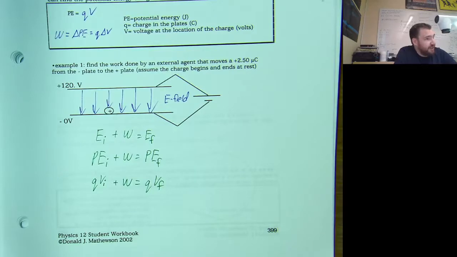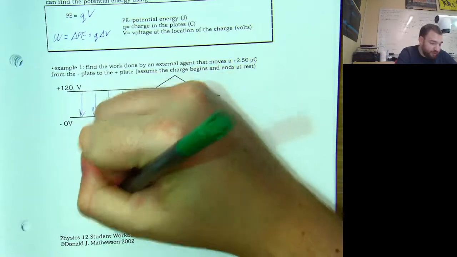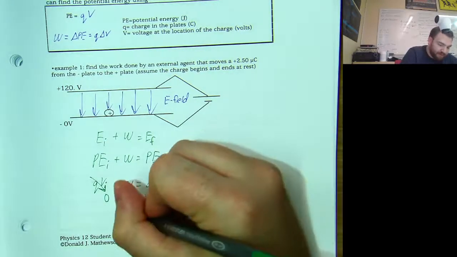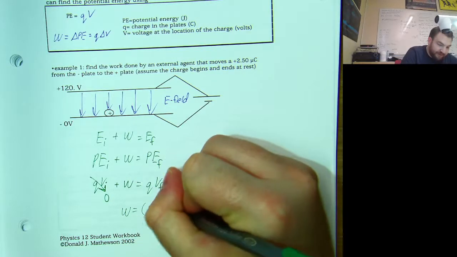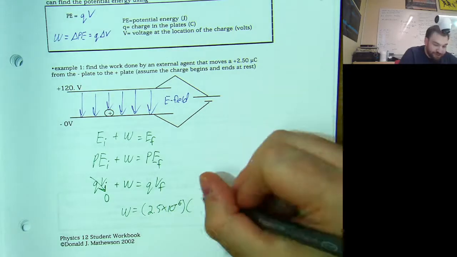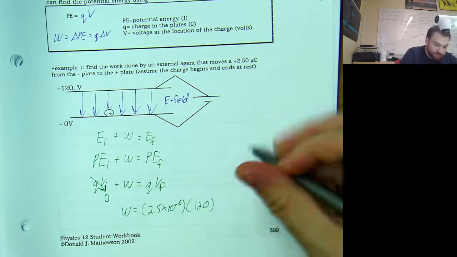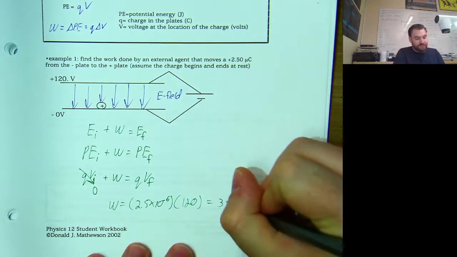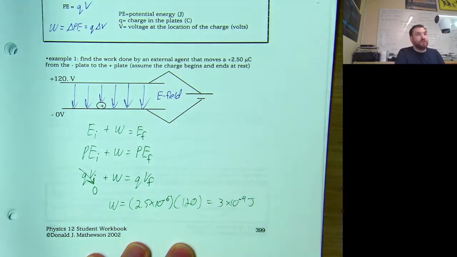What voltage is this thing starting at? Starts at 0, so there's no initial voltage. So then the work done is just going to be my charge, 2.5 times 10 to the negative 6, times my final voltage of 120 volts. How much work was done? 3 times 10 to the negative 4 joules. So not a lot of work, relatively speaking.